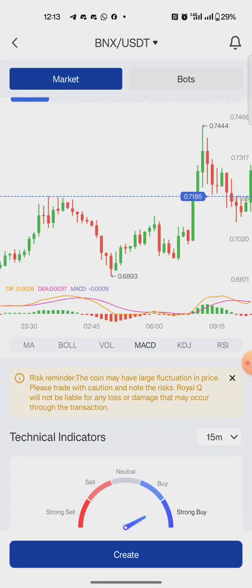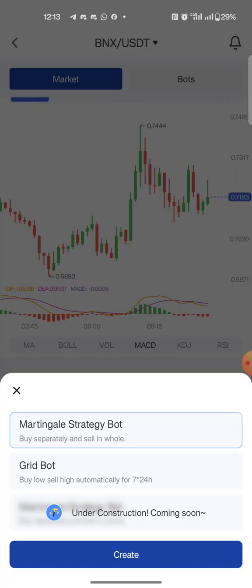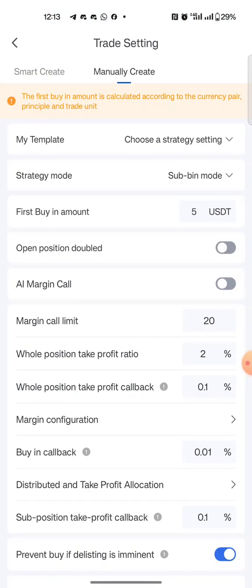So after, we do not need to look at anything else. No. For us, we are done. We just open any coin of our choice. So we have opened BNX. So we tap on create, Martingale strategy bot, create. We tap on trade settings. We enter our trading settings as normal.